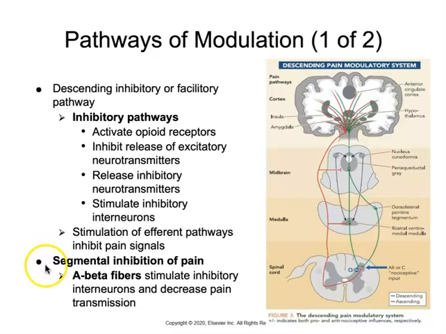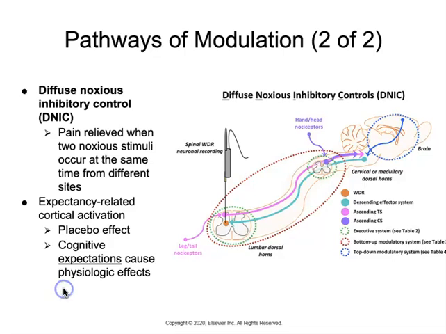And then we've got our segmental inhibition of pain, where our A beta fibers are stimulated and our impulses will arrive at the same spinal level as the A delta or the C fiber impulses, and will stimulate that inhibitory interneuron, and that will decrease our pain transmission.